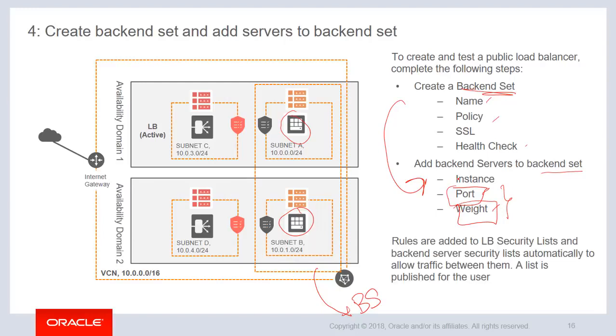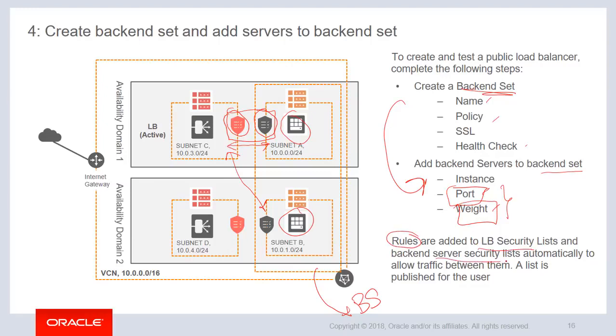So once we do that, the next step is, remember, even within a VCN, for the subnets to communicate with each other, we still need the security lists to be updated. So we have a security list here. This is my load balancer security list. This is my web server security list, the default security list. So we need to add rules there.